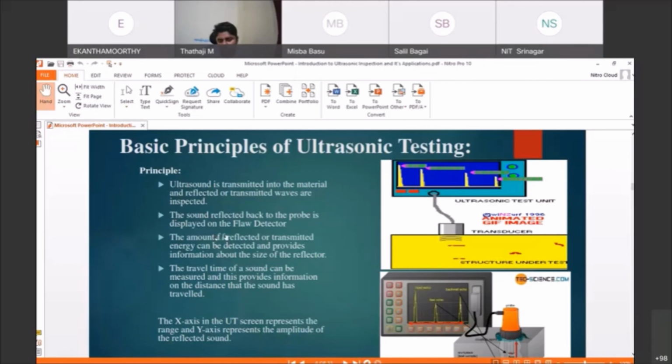So the basic principle is that every material has its own impedance. When the medium changes, the impedance changes. When the impedance changes, suppose it has some particular velocity, and there is any defect, the energy is reflected back, reaches the probe, and is displayed on the flaw detector.